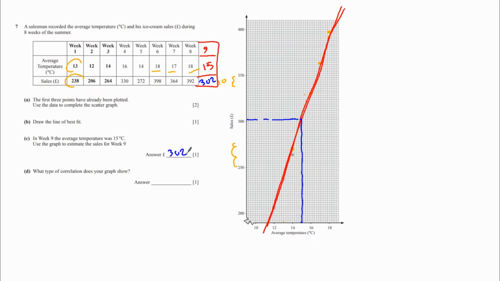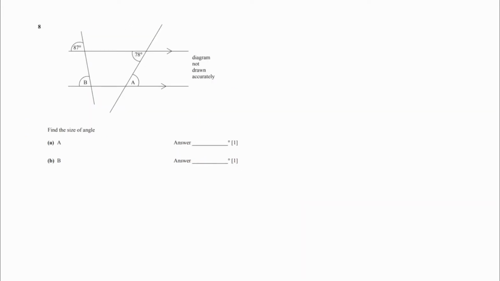What type of correlation does your graph show? You could basically say it is positive correlation, or you could say it's a proportional correlation. Basically, as the temperature goes up, the sales also go up. As the temperature gets higher, the amount of sales also increases. Okay, so we move to the next question.